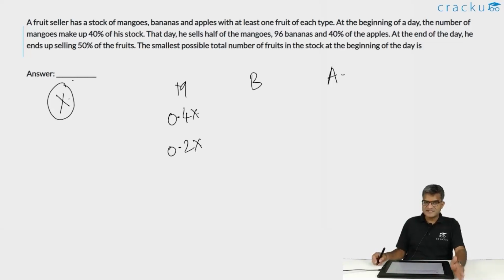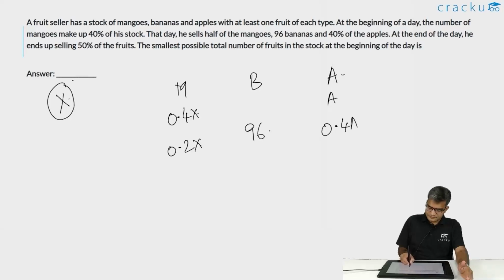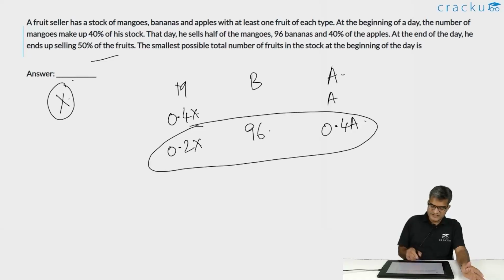He sold 96 bananas. So the number of bananas he sold is 96. And he sold 40% of the apples. So let us assume that the number of apples at the start is A. So the number of apples he sold is 0.4A. At the end of the day, he ends up selling 50% of the fruits. So the sum of all three of these numbers, which represents the number of fruits he sold, is equal to half of x.